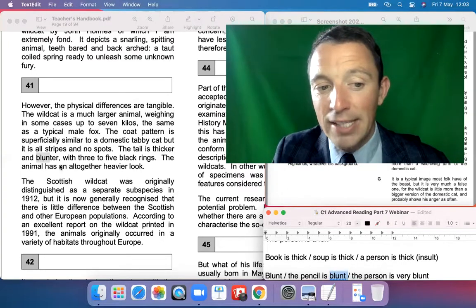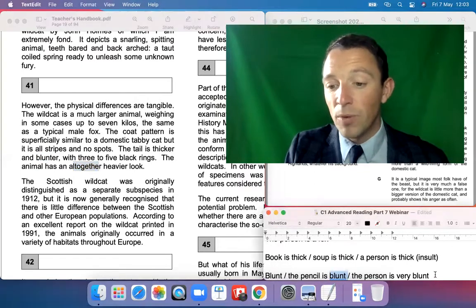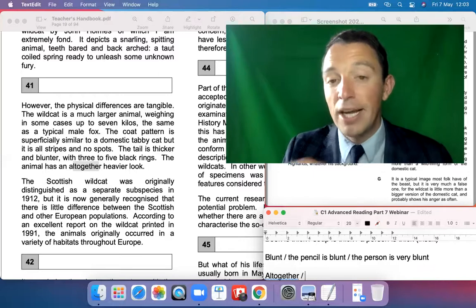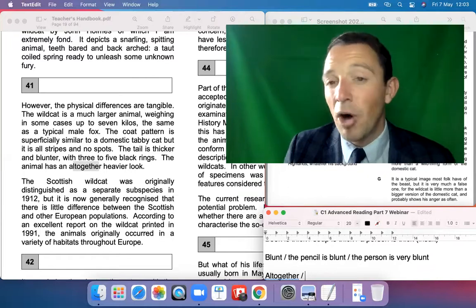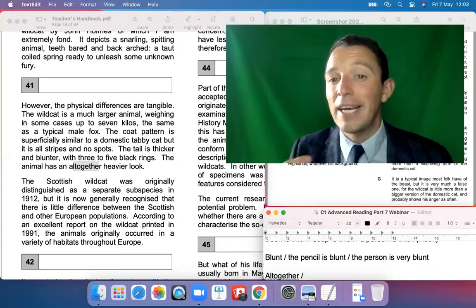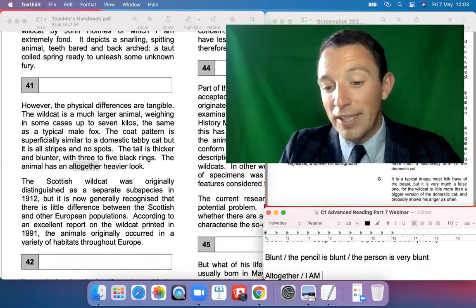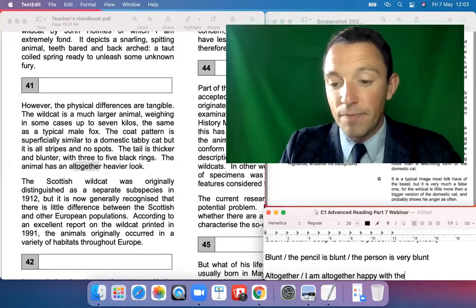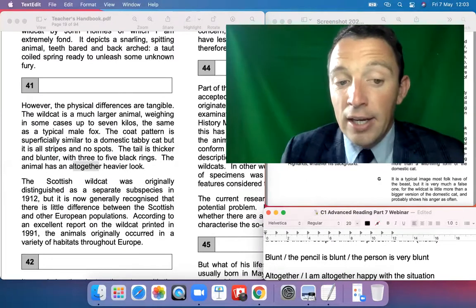With 3 to 5 black rings, the animal has an altogether heavier look. And this word altogether is very, very important as well. It means maybe totally or completely. Okay, so for example, I am completely happy, or I'm altogether happy with the news. I'm altogether happy with the situation, and the significance is I am completely happy with the situation. It's very conversational. It's really advanced as well, but very conversational and very, very typical. Good, and that's very, very common.